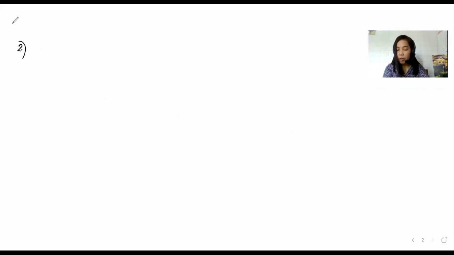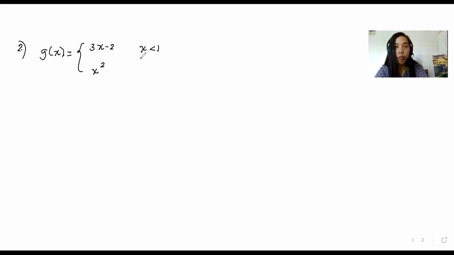Okay, so let's have another example. This is still in the module. g of x is equal to 3x minus 2 if x is less than 1, and g of x is equal to x squared if 1 is less than or equal to x. 1 is less than or equal to x means that x is greater than or equal to 1.